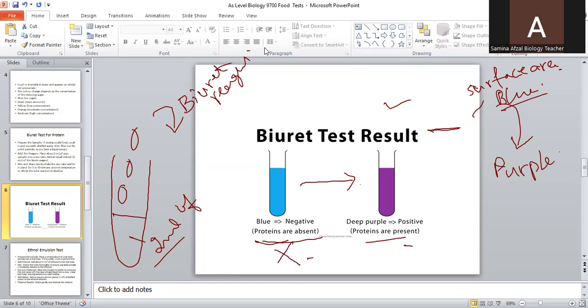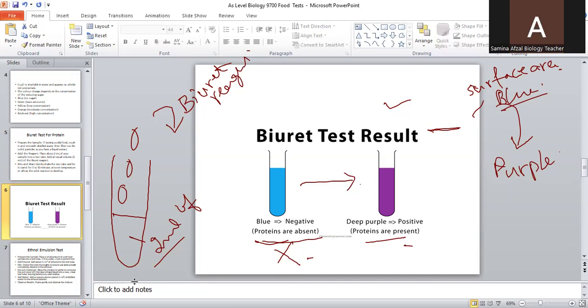So what happens in the solution? The Biuret reagent reacts with the peptide bonds in proteins, and then it produces a purple color. The reason for producing a purple color is that proteins are present.